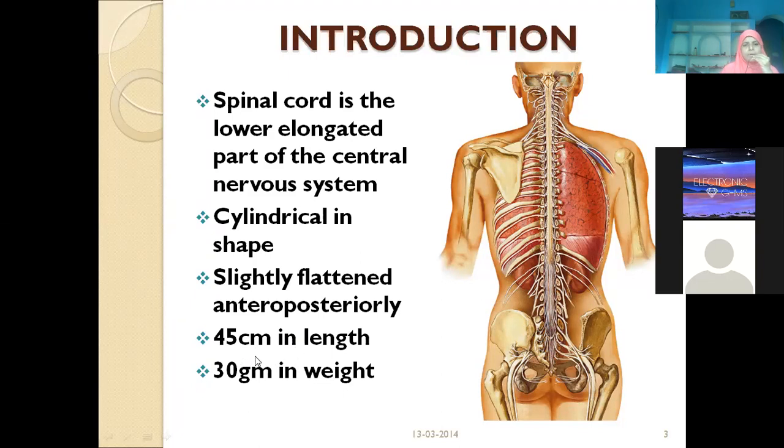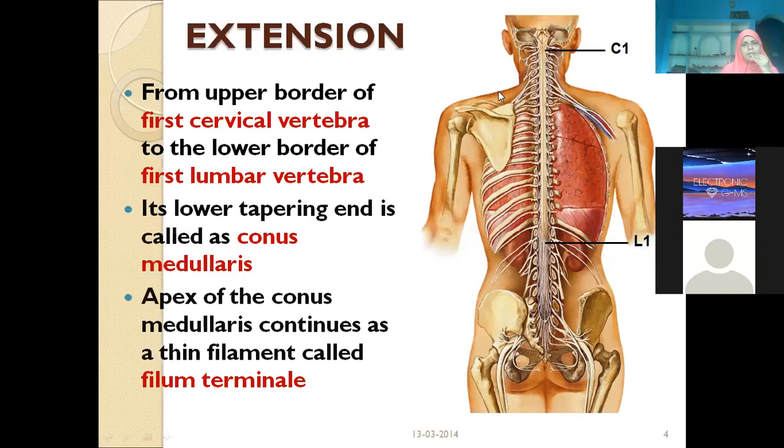Okay. So it is 30 grams in weight. Then coming to the extensions, from the upper border of the first cervical vertebra to the lower border of the first lumbar vertebra. Okay. So after that, you can see the spinal cord is extending only C1 to L1.